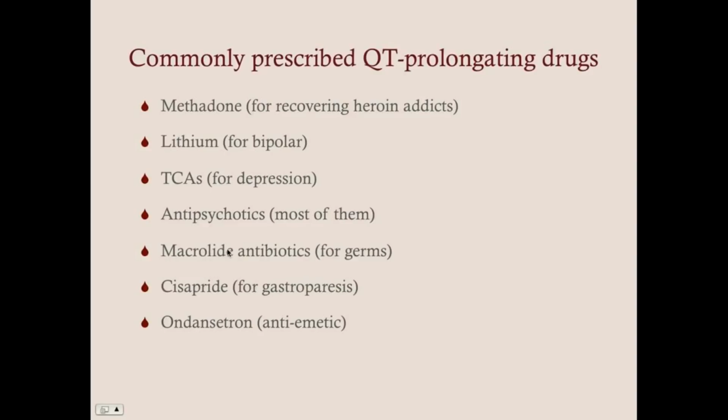Macrolide antibiotics, you should know those, so azithromycin, erythromycin, clarithromycin, cisapride, which is used for gastroparesis and diabetics, and then ondansetron, which is an anti-vomiting drug.